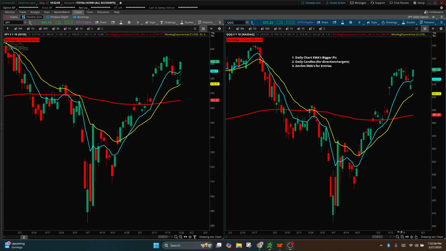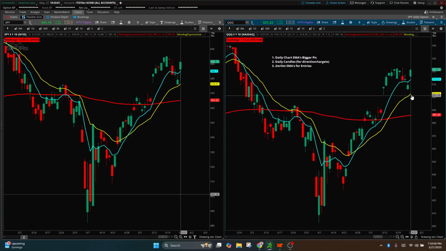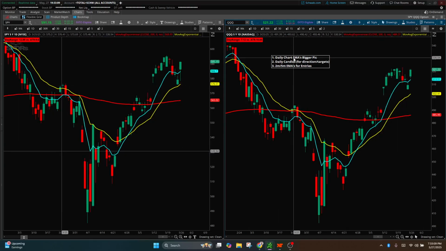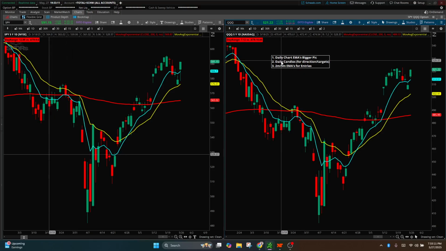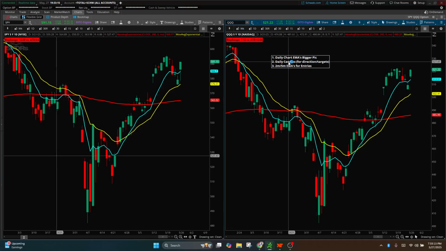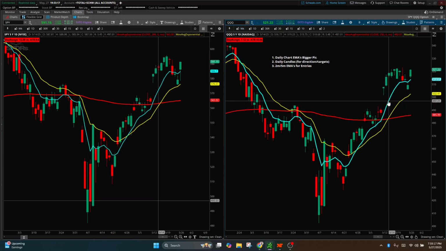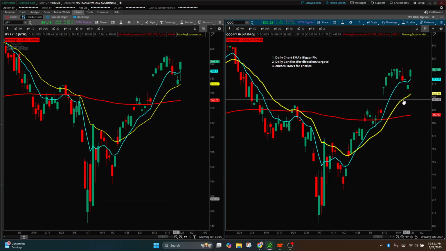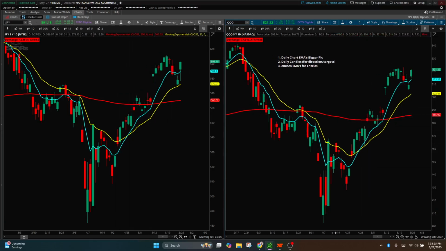You don't get caught up in the overnight volume, which shows up on the futures charts. That's just my preference. So the first thing I like to do when I come in is look at the daily chart. This is SPY on the left, QQQ on the right. We have the 9 EMA in this teal color, the 20 is the yellow, and then the 200 is the red.